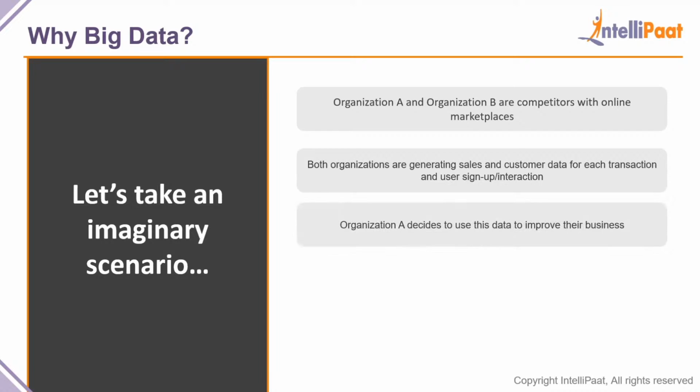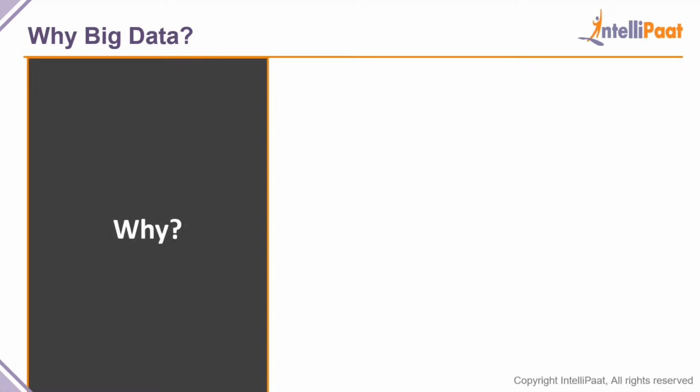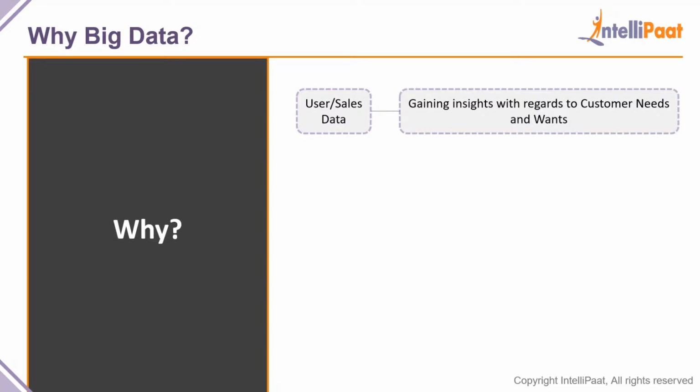Here the same case is happening as well. Organization A decides to use this data to improve their business, while organization B doesn't do anything with that data. It just lets that data remain in the database, and it just continues on with the buying selling model that it has. So, in the span of 2 years, organization A takes over the entire market share, and organization B goes out of business. Why would that happen? It would happen because, for instance, you have user and sales data. What you can do with that data is gain insights with regards to what the customer needs and what the customer wants.